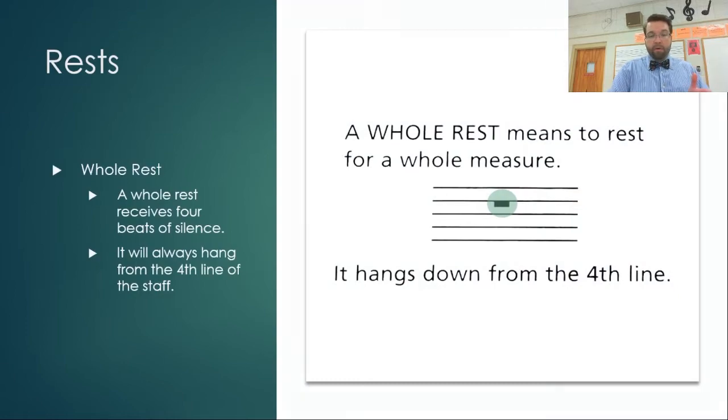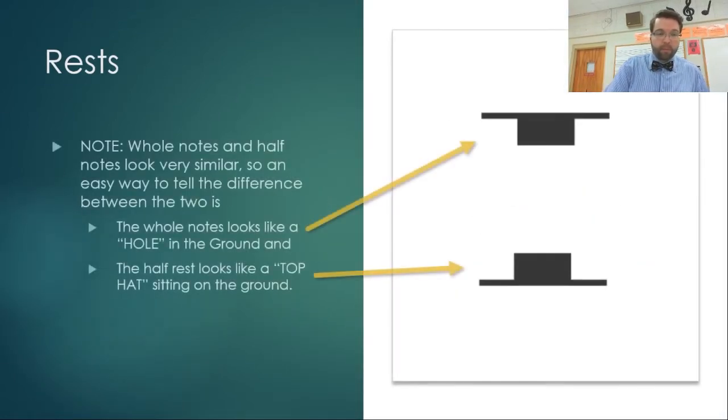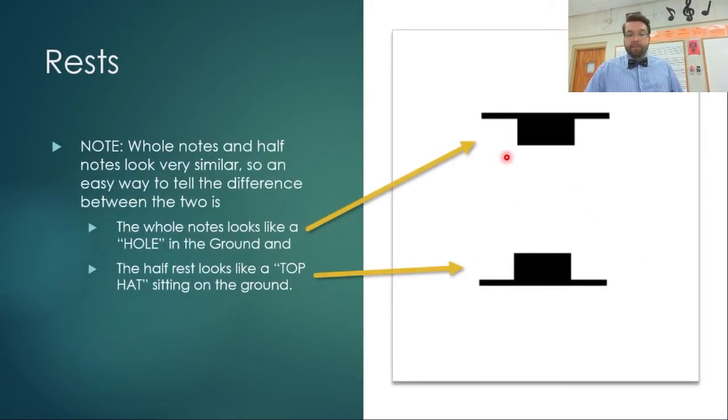It's half of the whole rest. Okay? Now, each of these, as I just said before, the whole rest kind of looks like a hole in the ground. If you were to fall into that hole walking along this line, you'd fall into the hole. Now, the half rest again looks like a little top hat. That's what they look like.